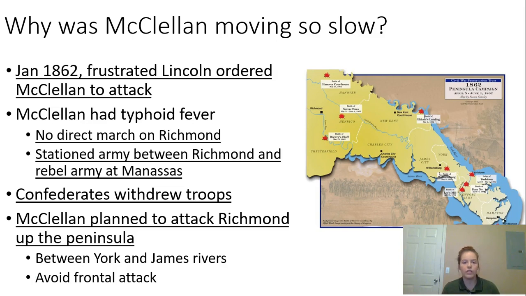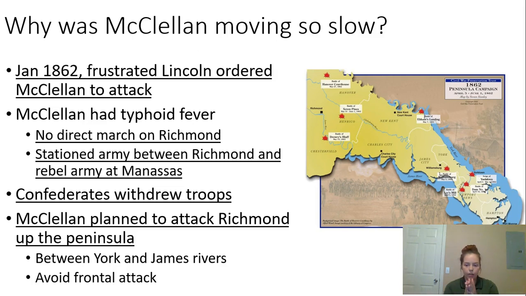Looking into why McClellan was moving so slow. In January of 1862, Lincoln is really frustrated and he orders McClellan to attack. McClellan has typhoid fever, and so he decides to not do a direct march on Richmond because he's not ready for that yet. Instead, he stations his army between Richmond and the rebel army at Manassas.